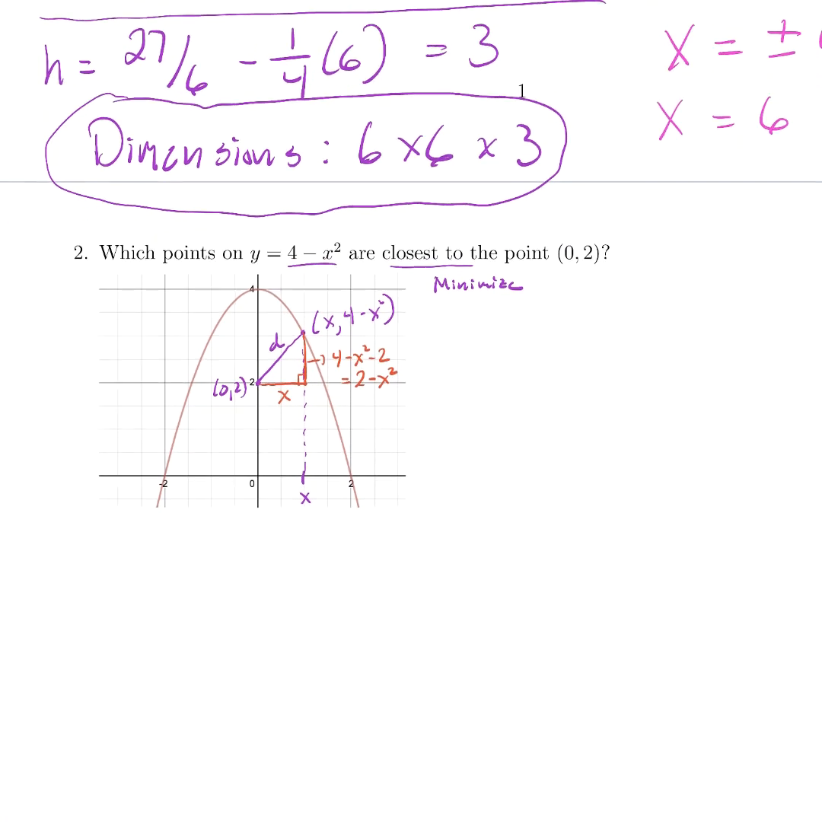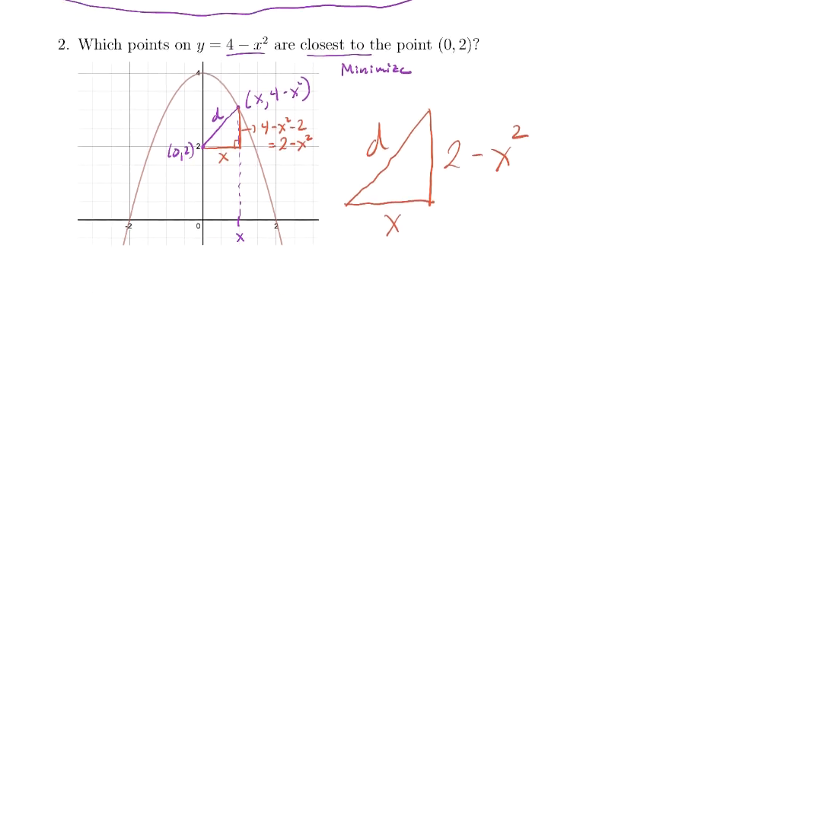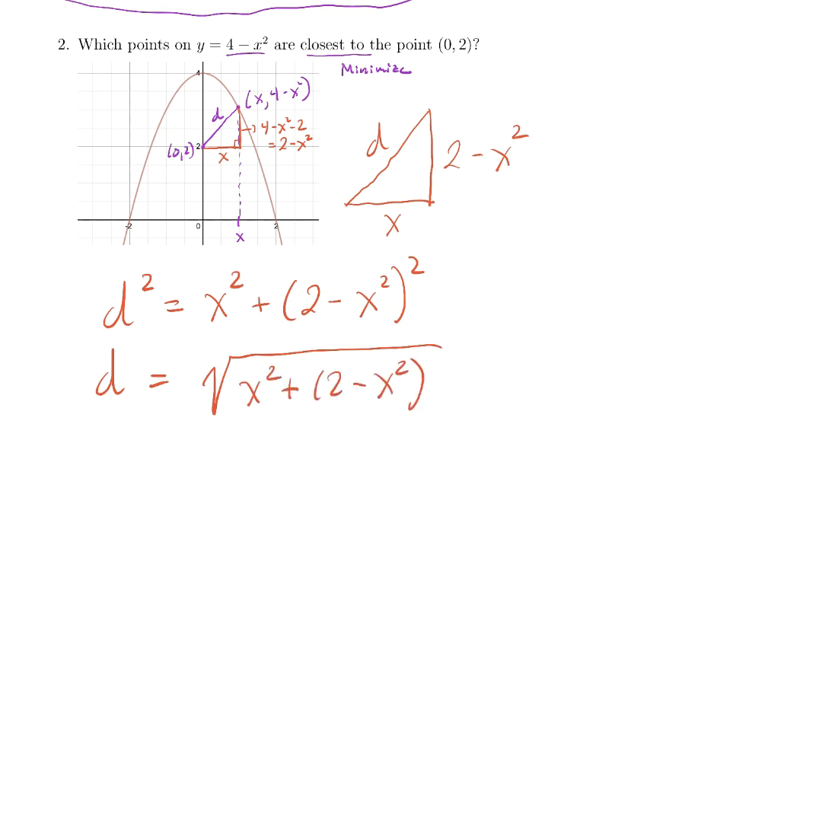Okay, great. So now, where are we at? Let's redraw that triangle. I'll draw it up here. We have this triangle. This was the thing we want to minimize. This distance was x, and this distance is 2 minus x squared. And that's enough information to go ahead and get an expression for d using the Pythagorean theorem. So d squared must be equal to x squared plus 2 minus x squared squared. Okay, well that's going to tell us that d has got to be the square root of x squared plus 2 minus x squared squared.